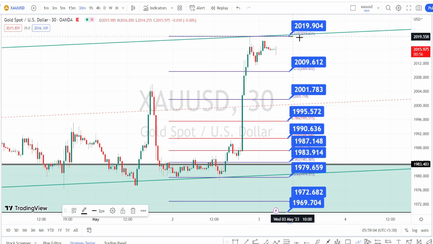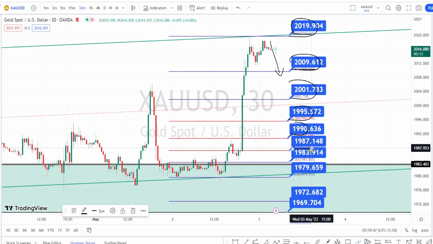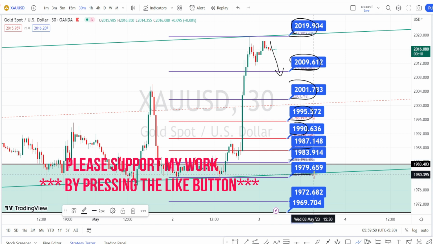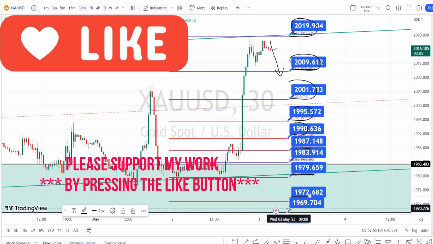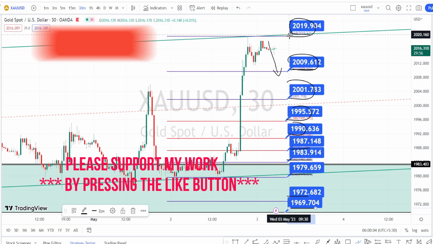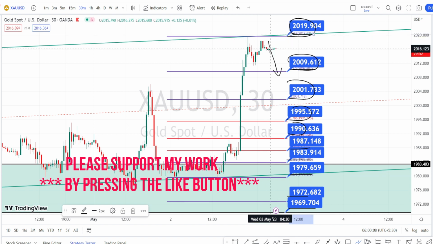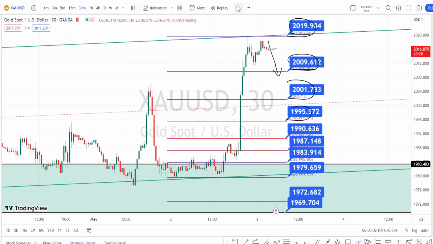And currently the price action is trading between the resistance level of 2019 and support level of 2009. And if the price action starts its bearish side retracement, breaking this previous support level of 2009, next level of support is going to be around 2000, 1995, 1990, 1987, 1983, 1979, 1972 and 1969 on the bearish side. And on the bullish side, if the price action breaks this resistance level of 2019, we can expect the bullish side retracement to continue. Please refer to the hourly time frame levels for the bullish side targets.